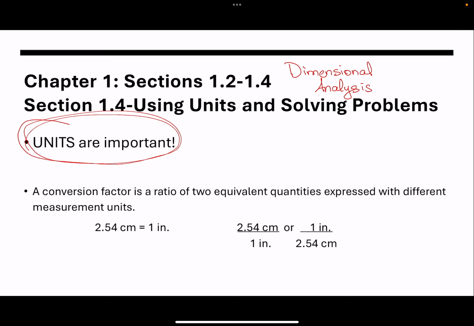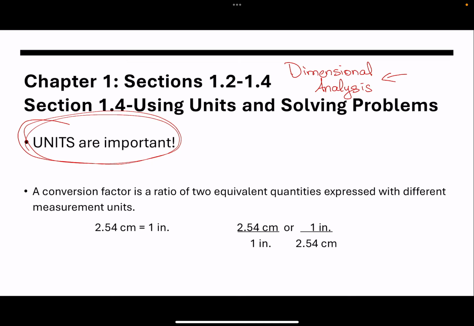Because when you're setting up what we call dimensional analysis problems, or where you're doing conversions, if you don't have the units in the correct place in the problem, then the numbers aren't going to matter because they're going to make you wrong anyways.